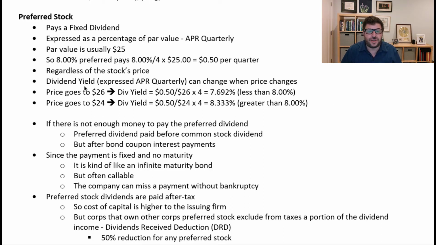And so the dividend yield, also expressed as APR quarterly, can change when the price changes. So if this $25 stock is priced at $26, the dividend yield goes down from 8 to 7.692. And if the price goes to 24, the dividend yield goes up. The same way that the yield to maturity changes when the coupon yield does not, the same thing is true for the dividend yield on preferred stock when the price changes.